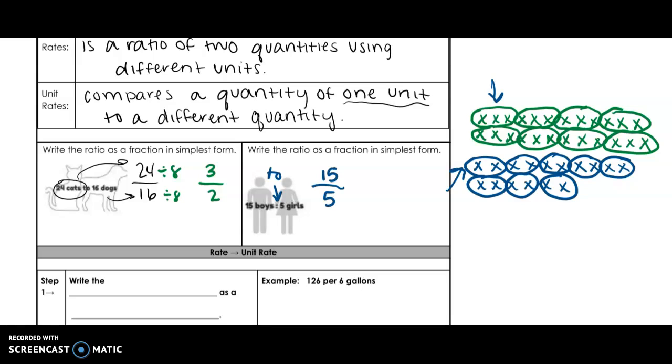So there are 5 girls. And so now we are going to write this in simplest form. The number that goes into 5 and goes into 15 is 5. So I'm going to divide by 5 on top and bottom. And when I do that, I get 3 boys for every 1 girl.